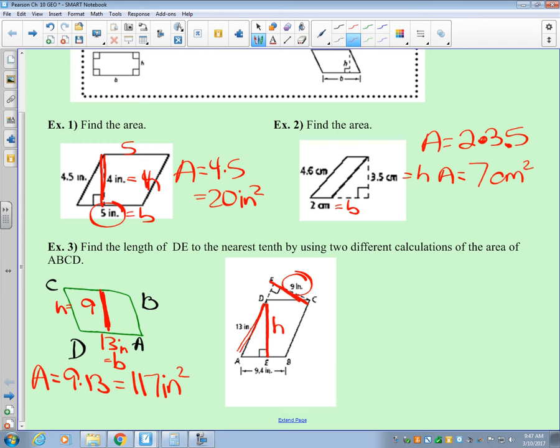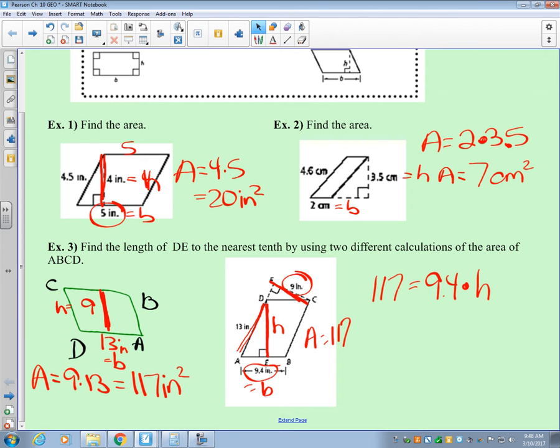All right, so now we're going to come back to this guy. A, B, C, D, all normally oriented. We need to find DE, and that's our height of our parallelogram when it's oriented this way. We know that our base is 9.4, and we actually know that the area is 117. So we're going to say 117 is equal to our base, 9.4, times our height, which we don't know, DE. We're going to divide both sides by 9.4.